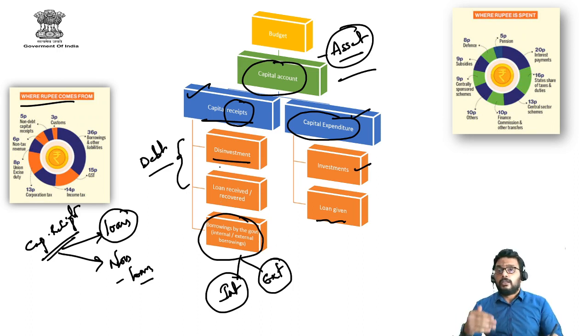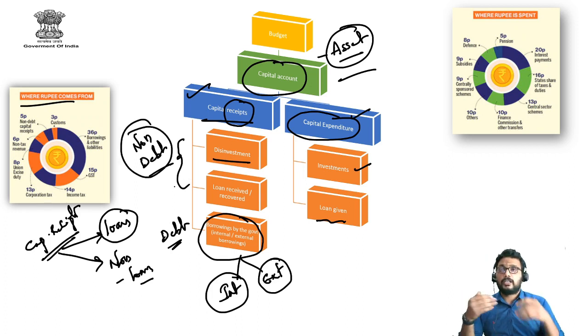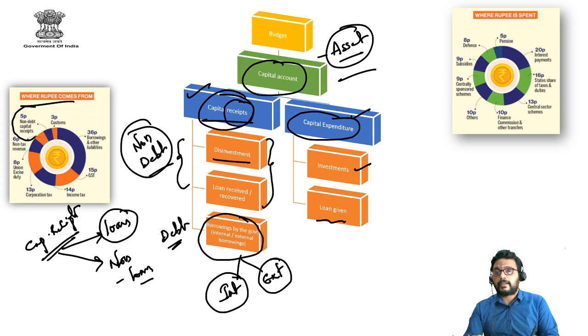Now these are the borrowings which create debt. These are the ones which create non-debt, because in disinvestments, the government is selling away its stakes and getting revenue in return, so this cannot be considered as debt. So these are nothing but the non-debt capital receipts, which the government is going to receive in this financial year, that is around 5 paisa out of 100 paisa.